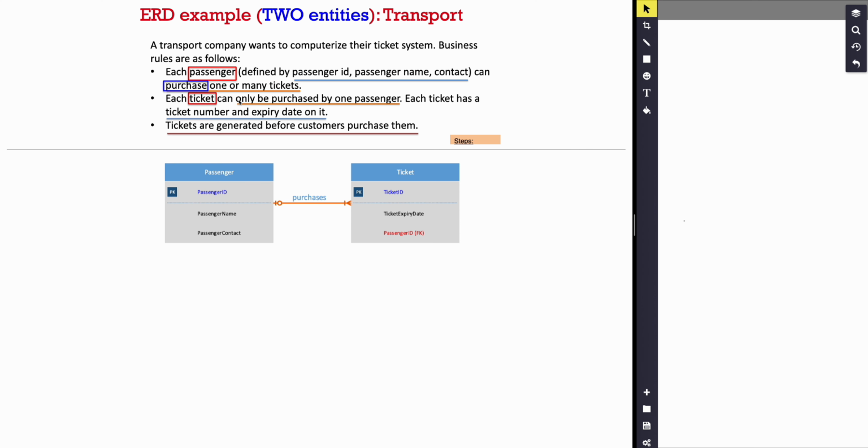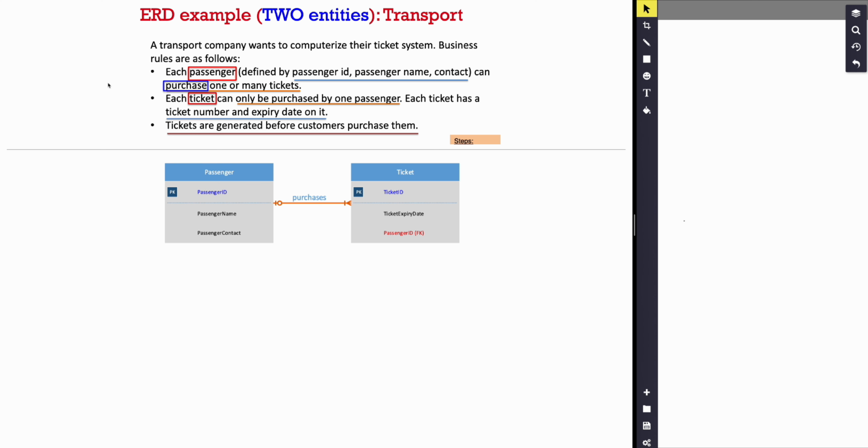Can. So the keyword there is can. Okay? Which means that a ticket might not be purchased by a passenger yet. So when it says can, this is where the relationship becomes optional. That's why I was saying in the previous example that there's obviously an assumption made that if a customer is to exist, they must be making a purchase. However, the word can normally denotes an optional participation.